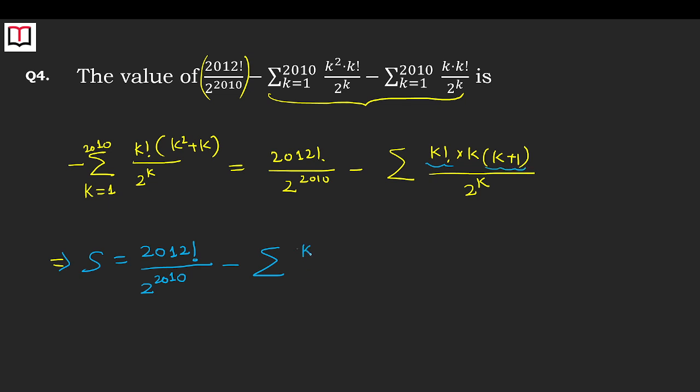So (k+1)·k! is (k+1)! into k upon 2 raised to the power k. Now that might be a bit of a challenge here. Okay, how to rewrite it as a difference of two terms?